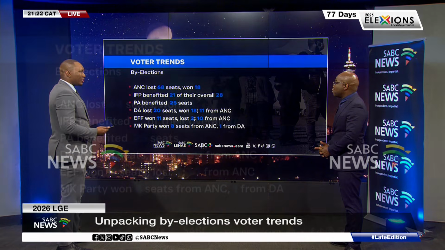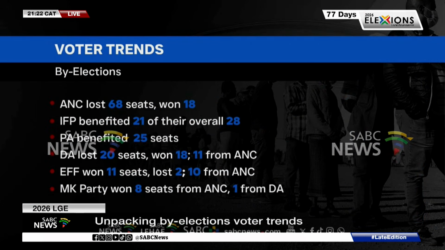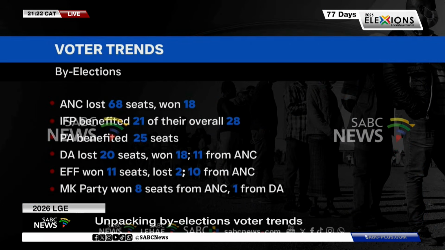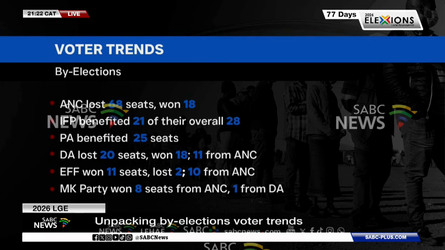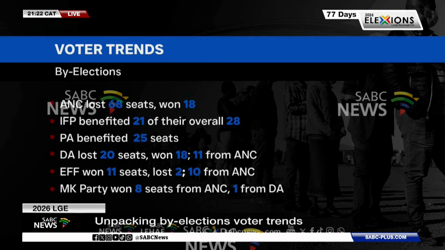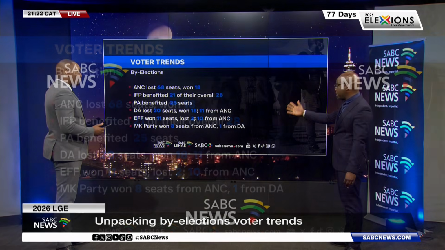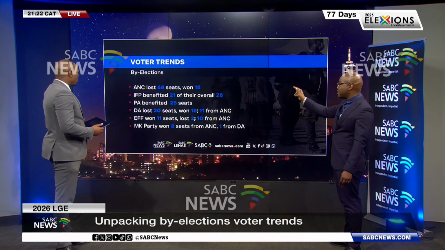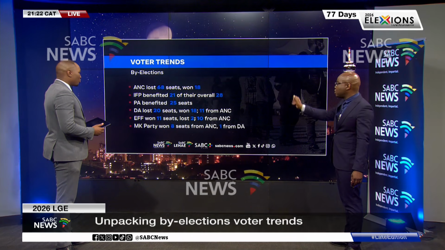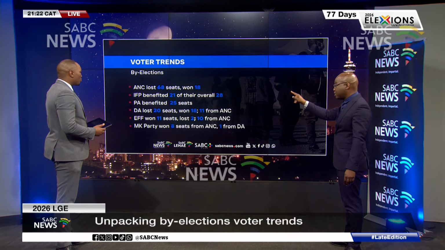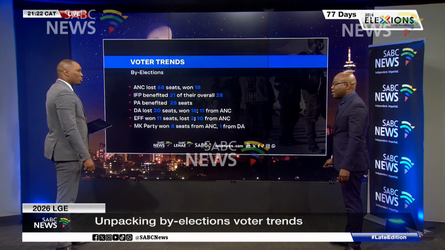Yes, but we must also consider the fact that the ANC, out of 68 seats that they lost and 18 that they won, managed to retain 73% of the seats that were contested, their seats. The IFP, of course, is the biggest beneficiary from the ANC because the IFP got 21 seats. Those 21 seats you see there, they got them from the ANC. Wow.